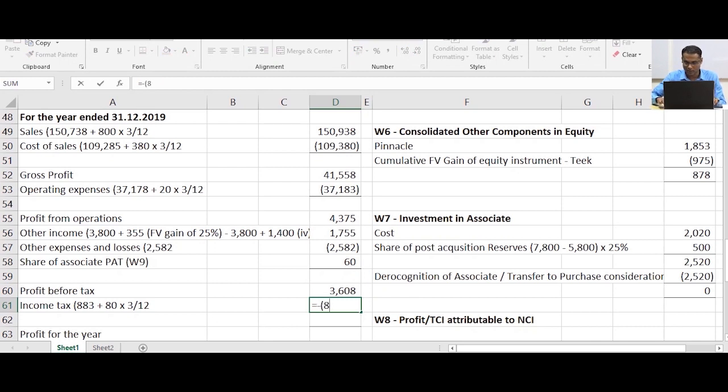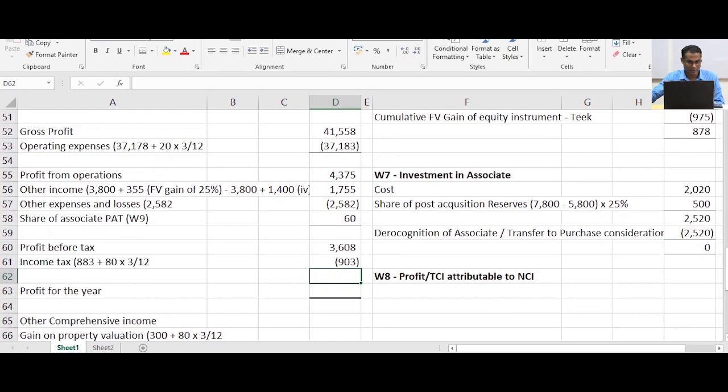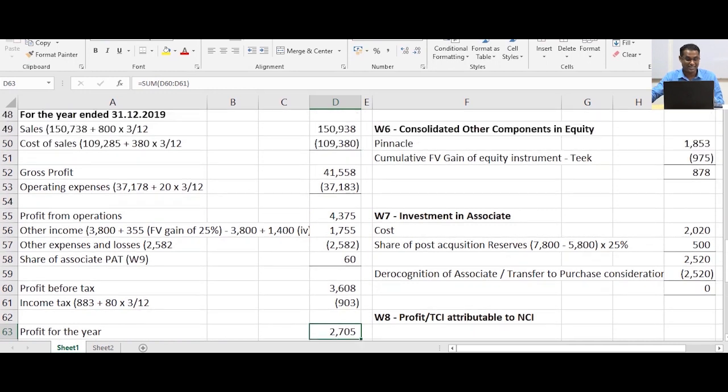Again, after that you have the income tax expenditure, which is equal to minus, it has to be a minus figure, expenditure 883 plus 80 into 3 divided by 12. How much? 903. Okay, income tax expenditure 903. So the profit for the year, profit before tax minus income tax 903, you are getting a profit after tax figure, or the profit for the year, 2,705. So this is the final profit for the year of the Pinnacle Group.